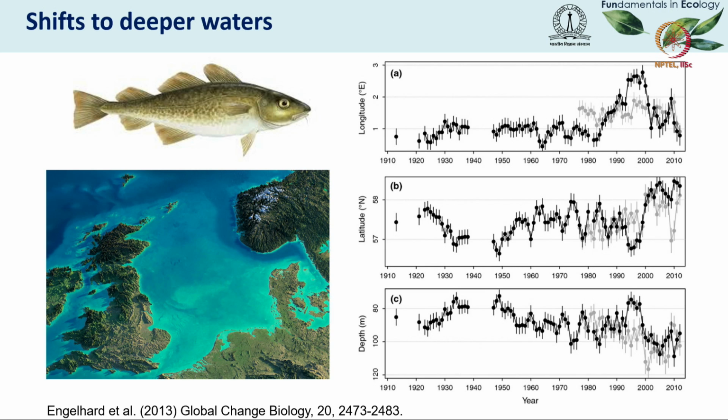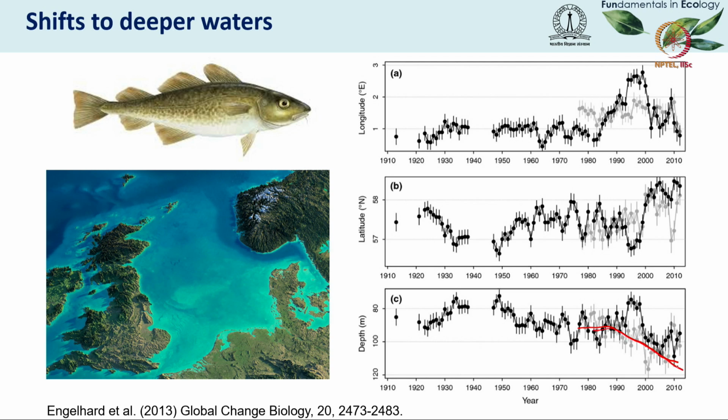Some fish species we are seeing are actually shifting to deeper waters. This is the case of the North Atlantic cod, which is important fisheries fish. There's been a long-standing industry dedicated towards fishing of cod, and what people are finding is that over the years, from about 1970 onwards, these cod are actually being found in deeper waters.